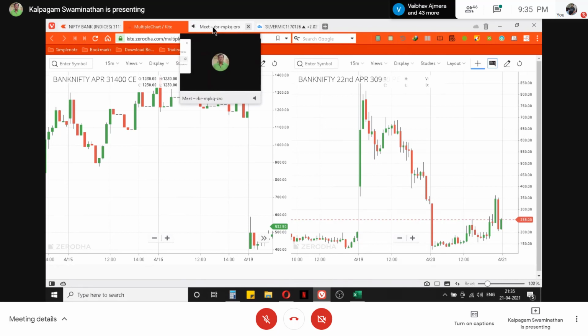Or ATM minus 1500. I go that far. Okay. Zerodha may not allow you to take that kind of strike. You take whatever is the farthest Zerodha allows.